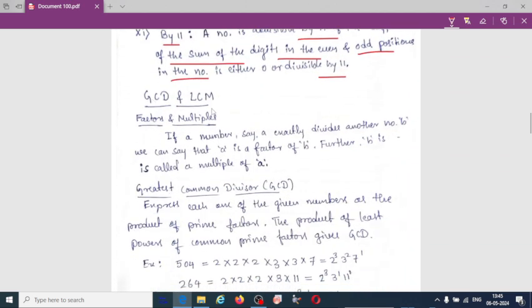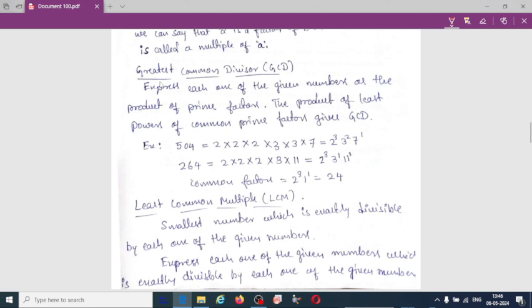So GCD and LCM: greatest common divisor and least common multiple. Factors and multiples we come across to understand GCD and LCM. Express each one of the given numbers as the product of prime factors. The product of the least power of common prime factors gives the GCD.